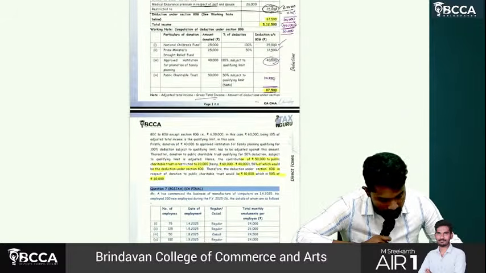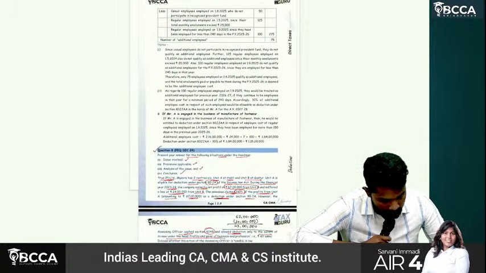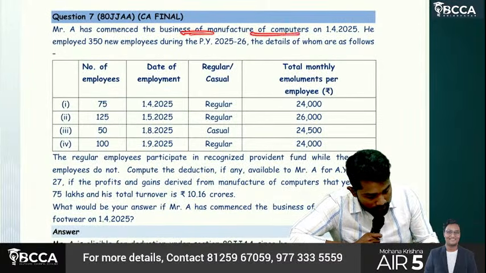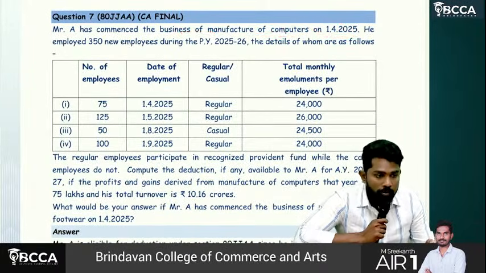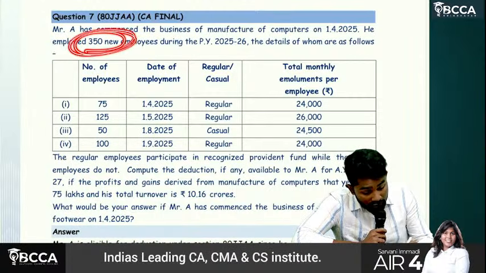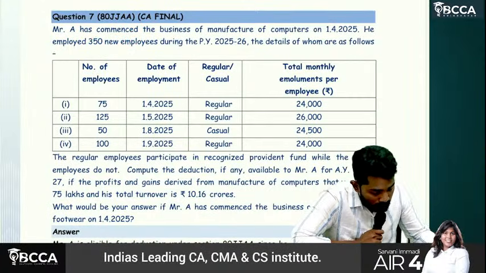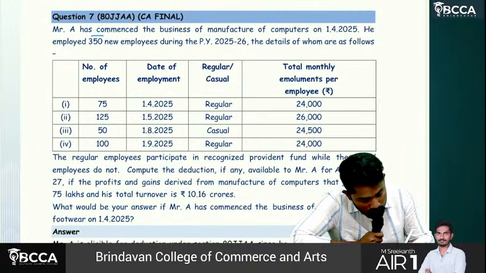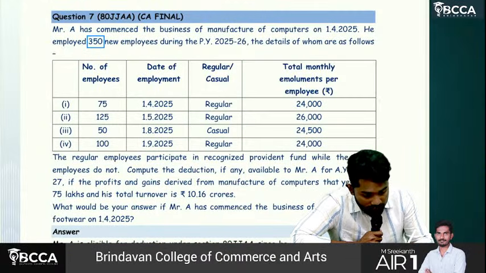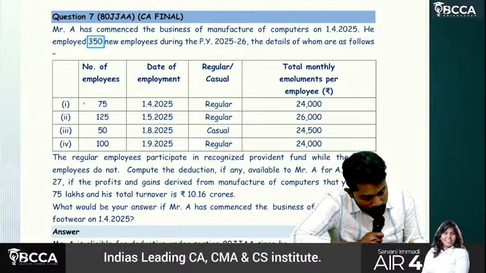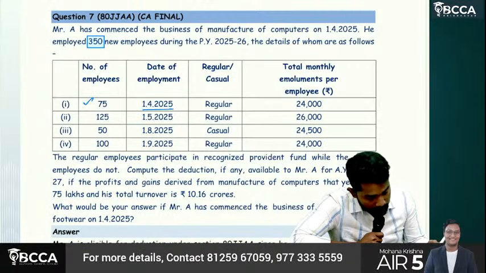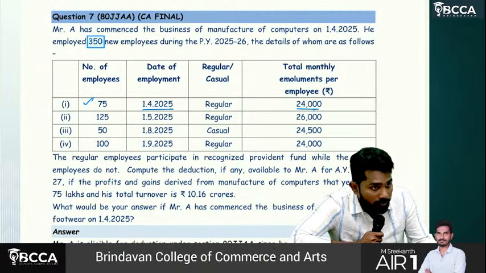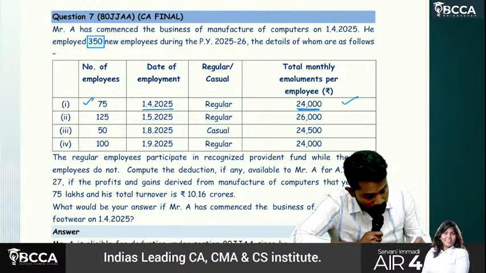Fifth solved, sixth solved, eighth question solved. So we have only the seventh question pending, sir. See, A has commenced the business of manufacturing of computers. He is a manufacturer. He employed 350 new employees, the details of whom are as follows. Total additional employees how many, sir? 350. Number of employees joined on 1st April: 75. Their total monthly emoluments are 24,000. That means within 25,000, so eligible.